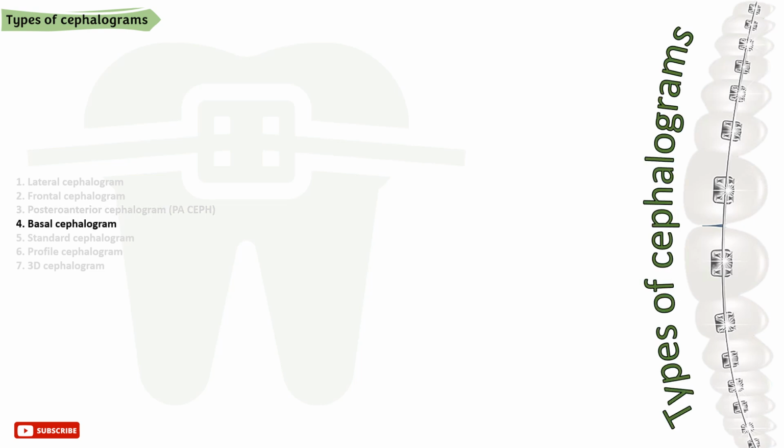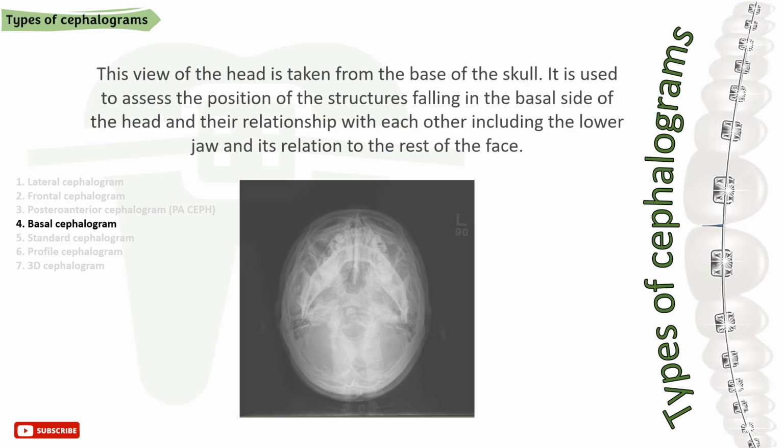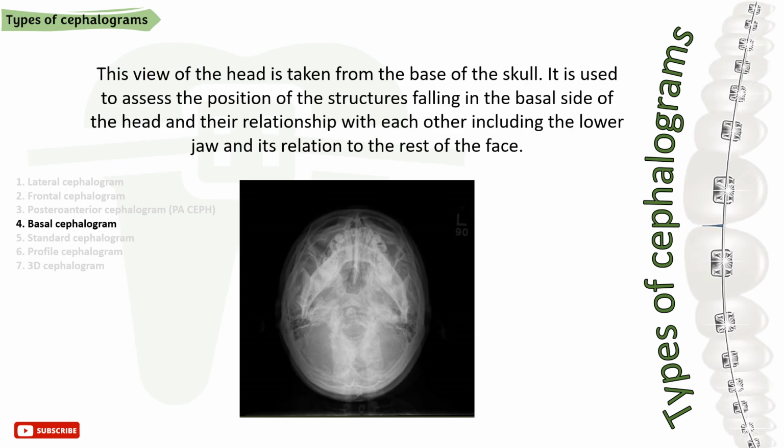Number 4. Basal cephalogram. This view of the head is taken from the base of the skull. It is used to assess the position of the structures falling in the basal side of the head and their relationship with each other, including the lower jaw and its relation to the rest of the face.